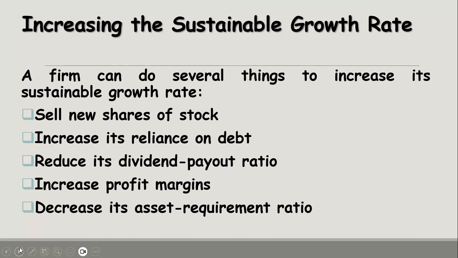Decrease its asset requirement ratio. The asset requirement ratio can also be managed. For example, non-revenue generating assets can be minimized, like luxurious vehicles or luxury office setups. So these asset requirements can decrease in order to increase the sustainable growth rate.